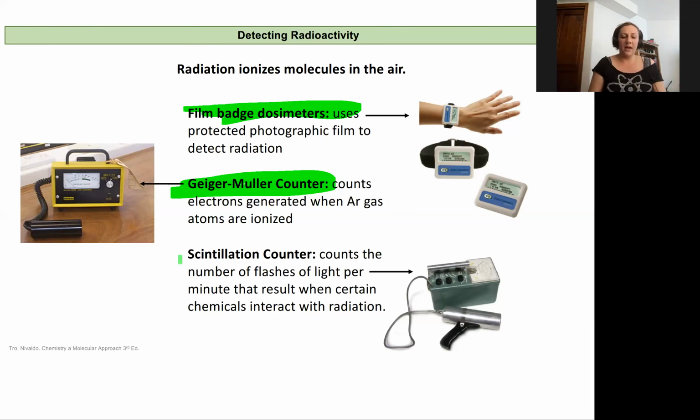We also have scintillation counters. These count the number of flashes of light per minute that result when radiation hits a chemical. It's going to excite electrons out, and you'll see flashes of light, and that's what it's detecting. So it's detecting light rather than detecting electrons, like in the Geiger counter.